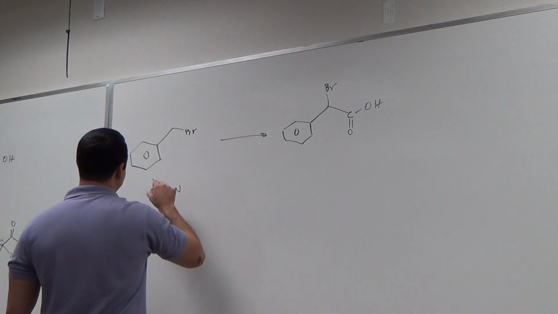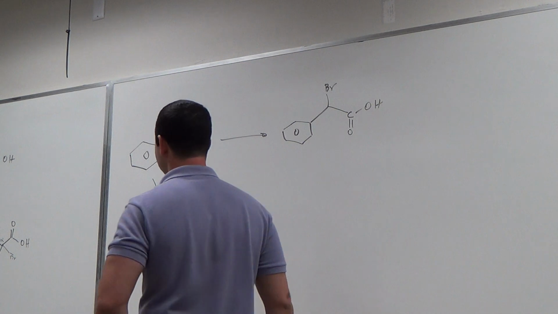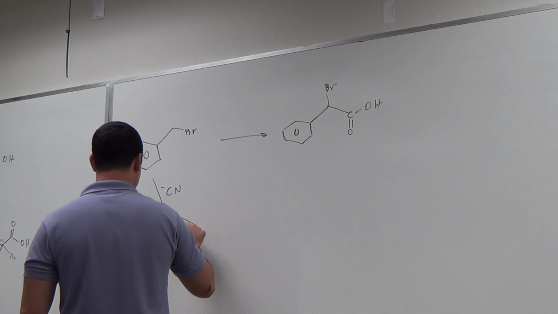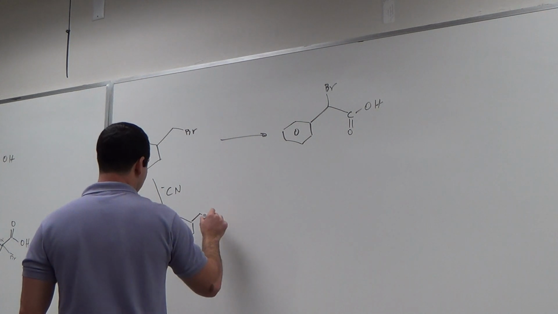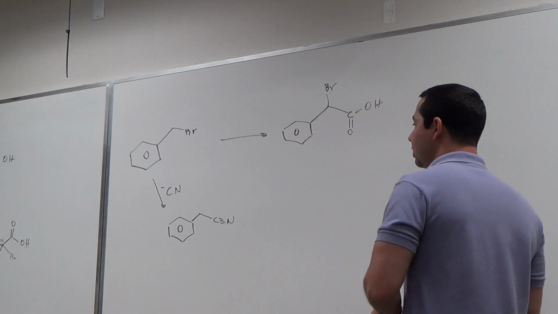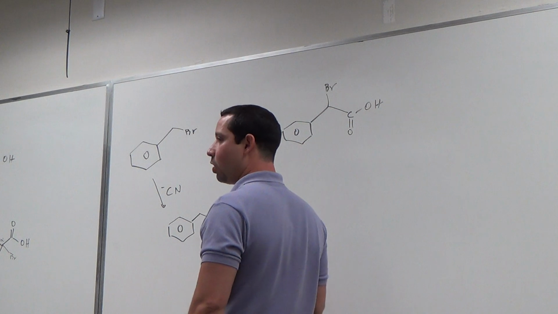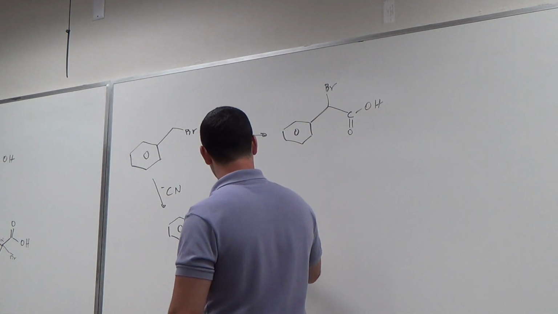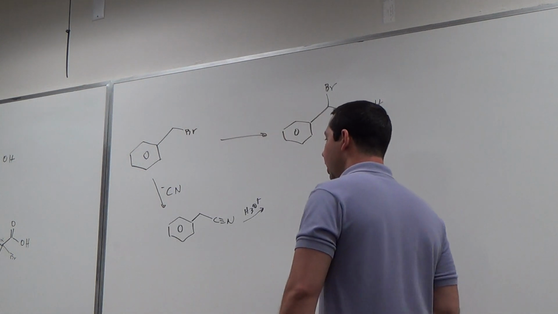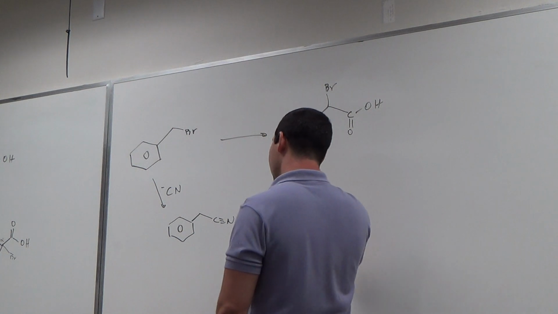So let's say I treat this with cyanide. Sodium, potassium, doesn't matter, okay? Cyanide is going to give us CN. You agree? Yes. And then H3O. And everybody got this on the test, yes? And how do you go from here to a carboxylic acid? H3O plus. Okay. All right. Good for you.